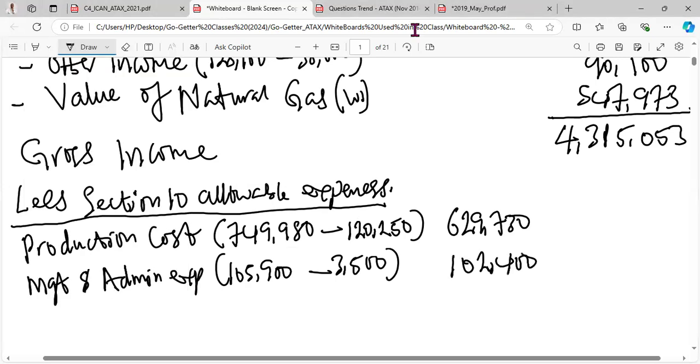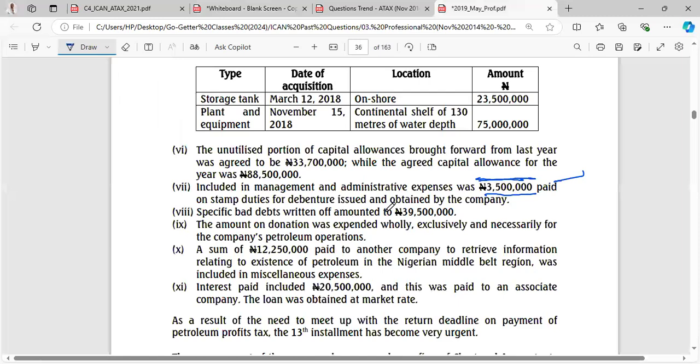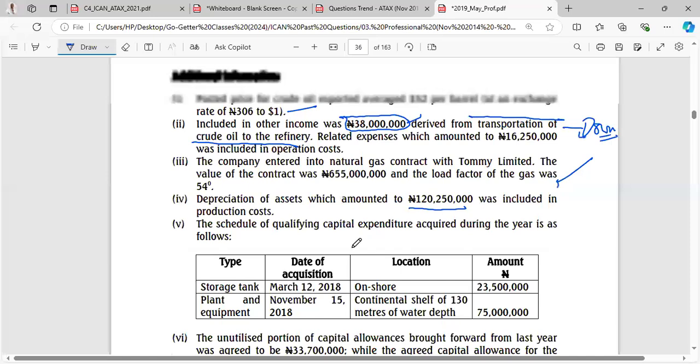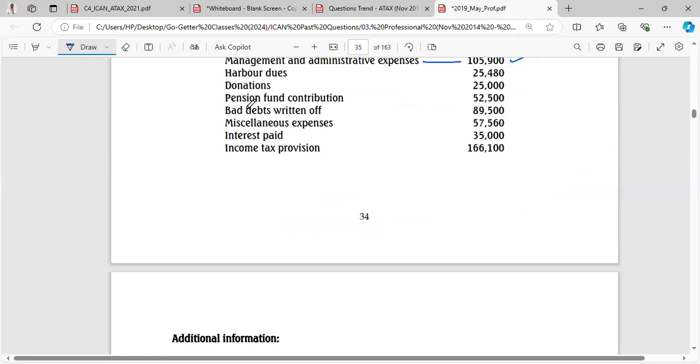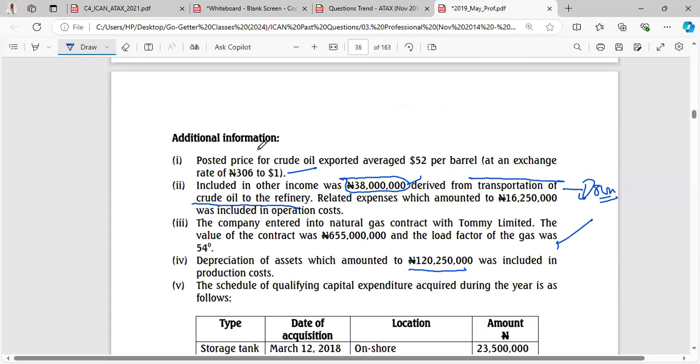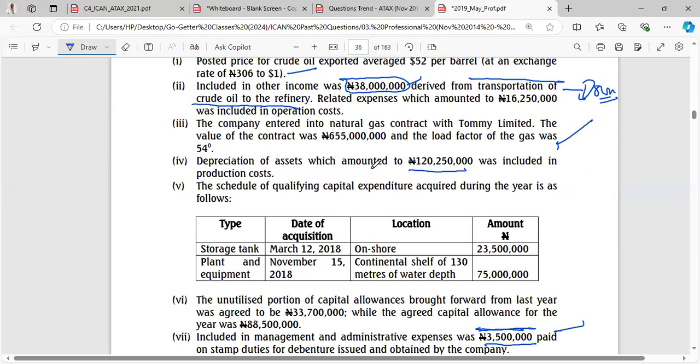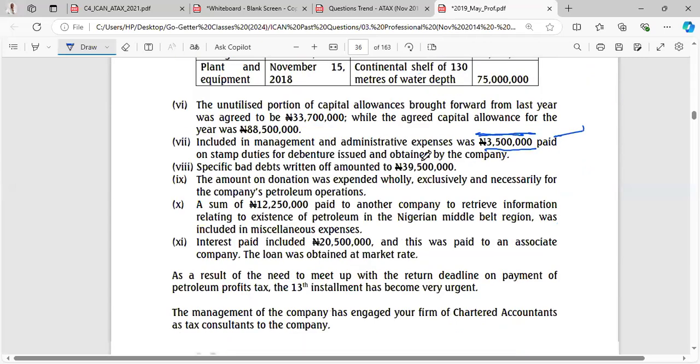102,400. Okay, so we've done that. Specific bad debt written off amounted to 39,500. Let's see whether there was even bad debt here. This is bad debt written off. You see, it was 89,500 that was here, right? And they said this is bad debt written off. But out of it, specific was how many? Specific is 39,500. So this is what we are going to use, 39,500.